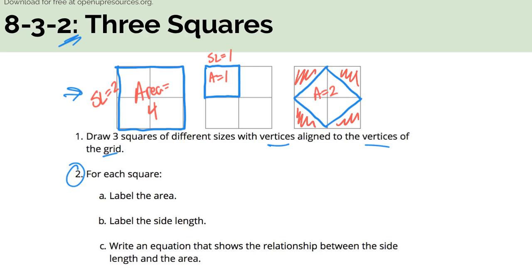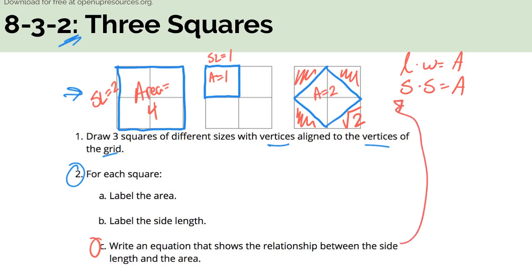Now the side length on this one, I'm thinking to myself, what number, remember length times width equals area. It's a square, so these two are the same, so I'm going to call them both the side length. So what number times itself gets me 2? That's not a nice perfect square, and so the side length is going to be the square root of 2. And that brings us to C, the equation that shows the relationship between the side length and the area. We just did that up here. I could also rewrite it as side length squared, or s squared, equals the area.